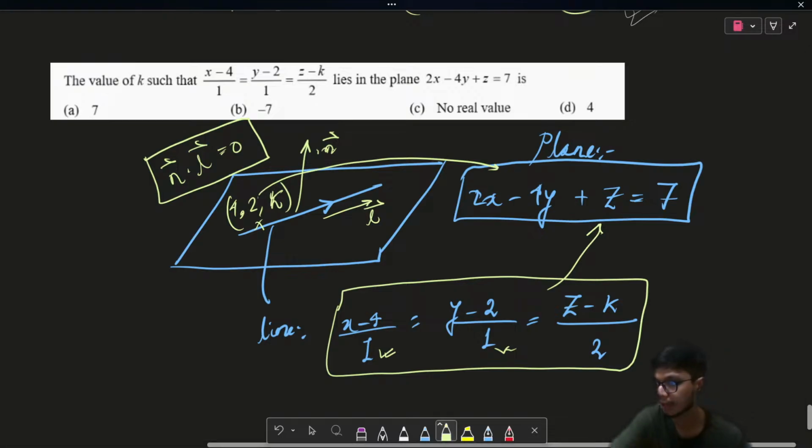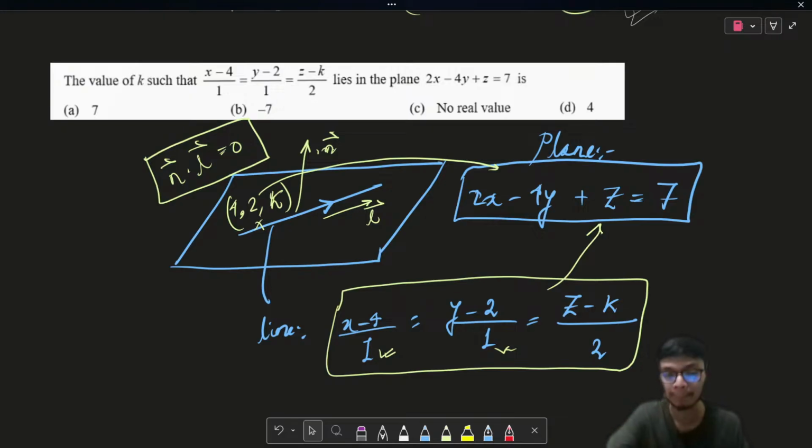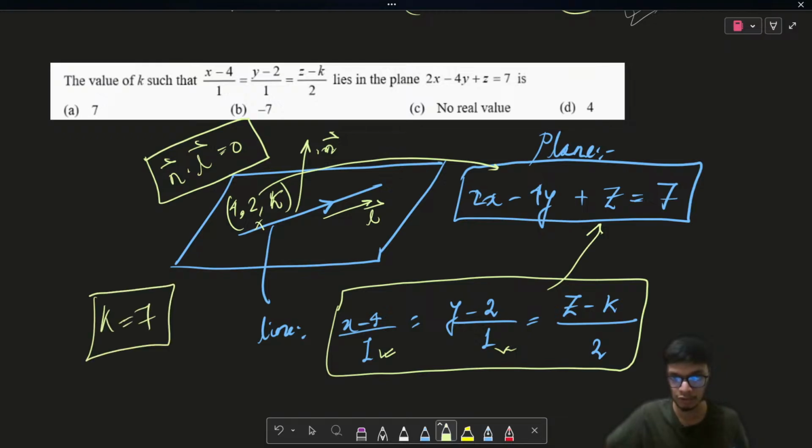Mahindra Dhoni C6J has answered: k is equal to 7, option A. Very good. Option A is the correct answer. So if you solve for this, you will get the value of k equal to 7. This is a pretty straightforward solution. So please try to solve, everyone, and you will definitely get the value of k as 7. Is this part clear to all of you?